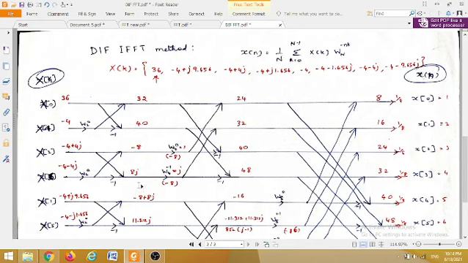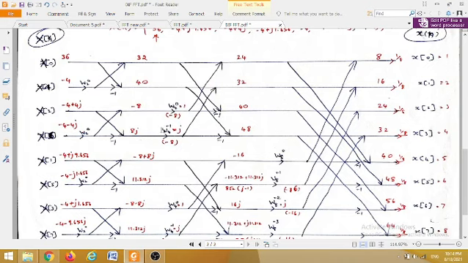Okay, and then it will be having the multiplications with the w4 power minus 1, and then finally you will be getting the resultant. That will be dealt in the next stage. Okay, then we first complete the 2-point structure, then we go for the 4-point structure.